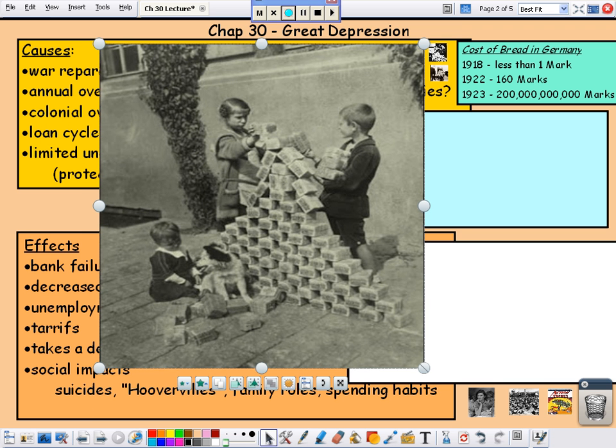Give it to your kids to play with. Stacks of cash for building blocks. Yes, this is real. You think my Photoshop skills are that good?